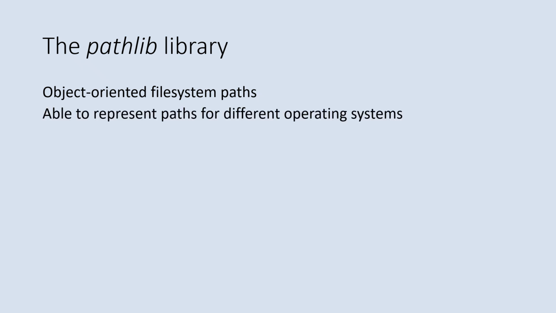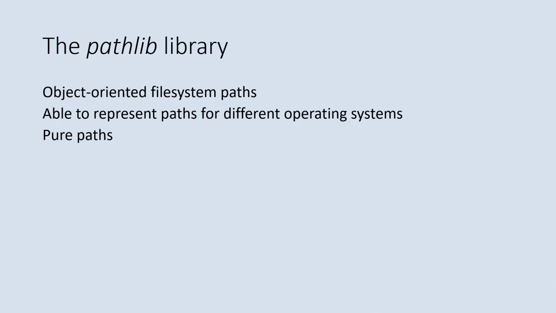All right. Another approach that we could take is using the pathlib library. It's in the standard library. So pathlib. It's an object-oriented file system path construction. And it's able to represent paths for different operating systems. So you don't have to worry about the operating system that you are using, or, if you write code for someone else, what system they're using. This will represent the path appropriately for that particular system, whichever one it's running on.